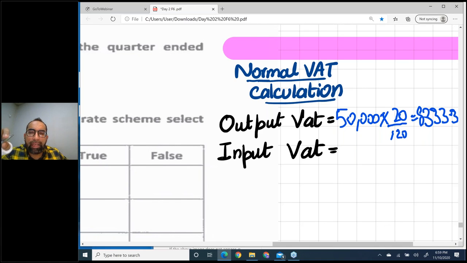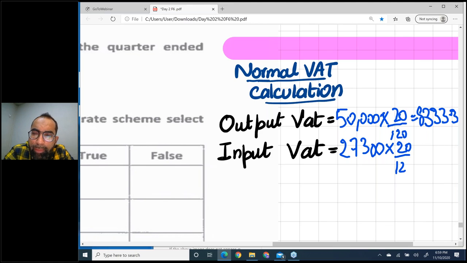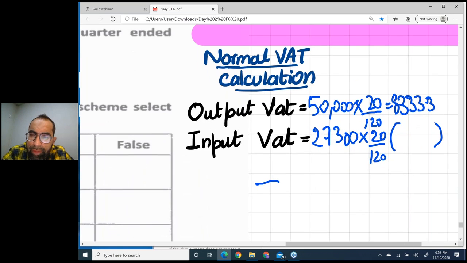And then tell me the standard rated expenses. How much was the standard rated expenses? It was 27,300. You can check. In normal VAT return working, without flat rate scheme, yes, we claim input VAT on standard rated expenses. So 27,300 multiplied by 20 upon 120. This is the amount of input VAT we are going to claim. Wait, 27,300 divided by 6, 4,550.